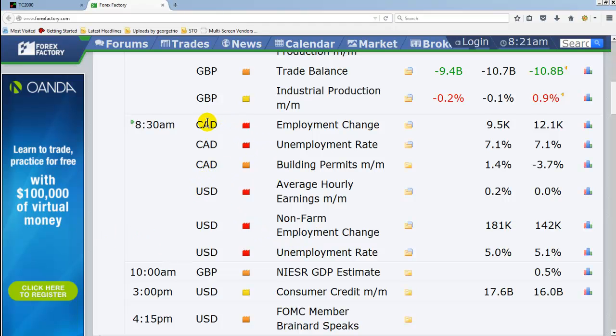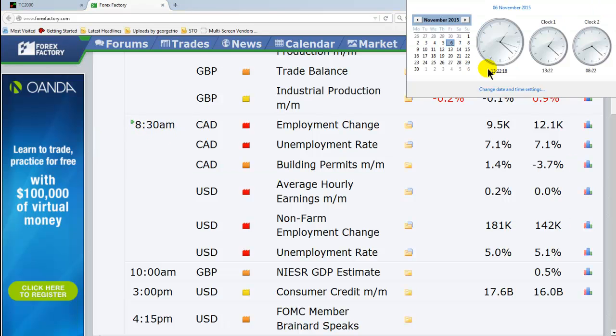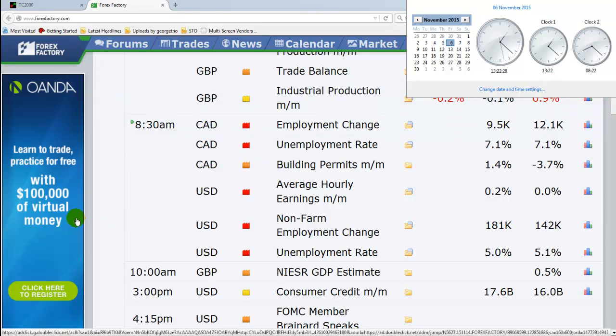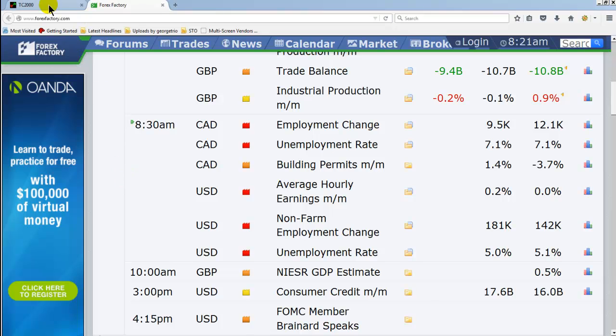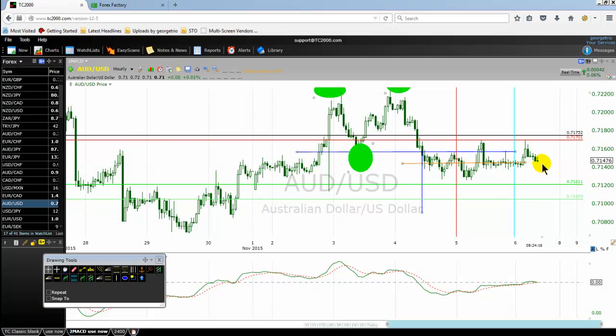It's coming in a few minutes because it's 8:30 a.m. New York time, Eastern time. That's 1:30 p.m. in London. In London, it's 22 minutes past 1 p.m. So in a few minutes, we will have the non-farm employment change, a huge volatility, and you will see how. That's why I leave this trade open. You will see a lot of tall candles.